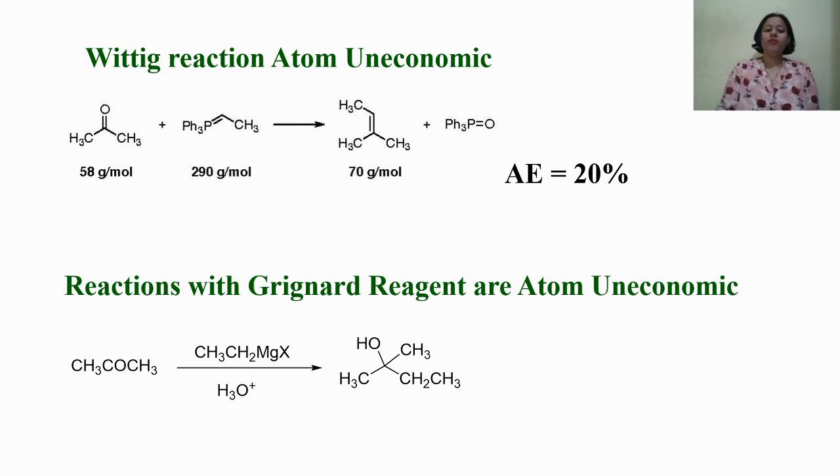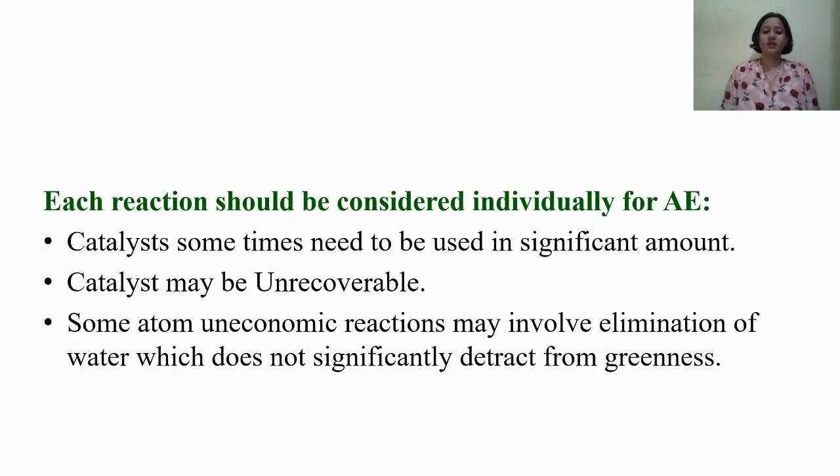The fourth type of atom uneconomic reaction, which I have discussed here, is the reaction with Grignard reagents. When Grignard reagent is treated with acetone, the product is formed, and the atom economy of such reactions is less than 100%. So these are some examples of reactions whose atom economy is less than 100%. These are atom uneconomic reactions.